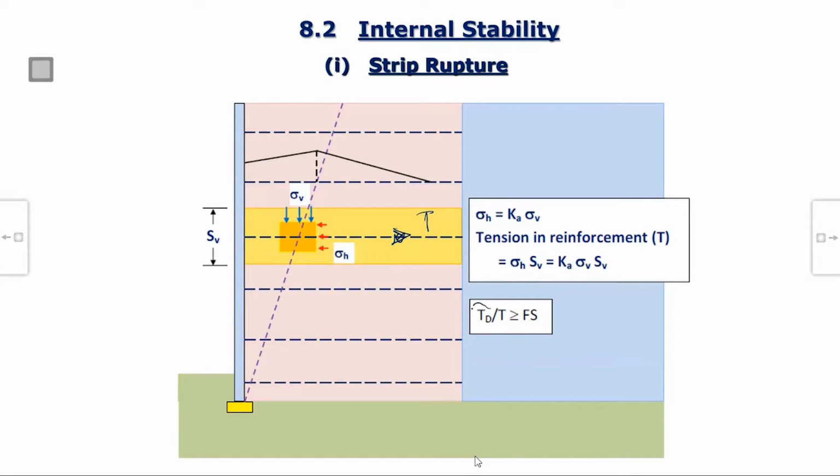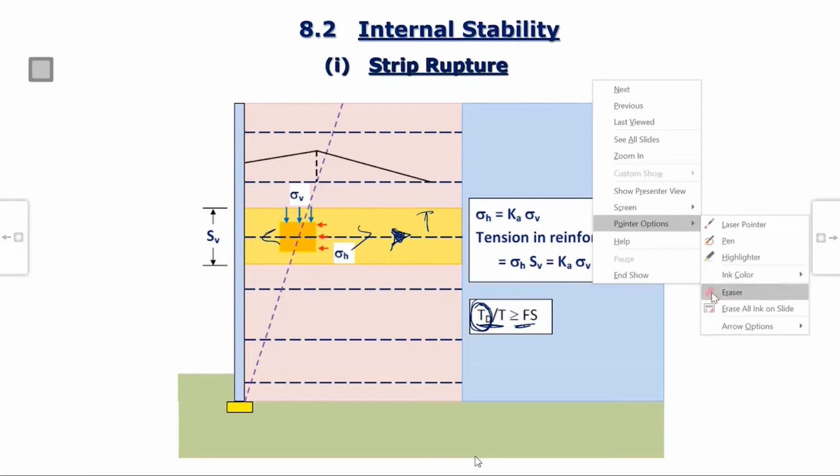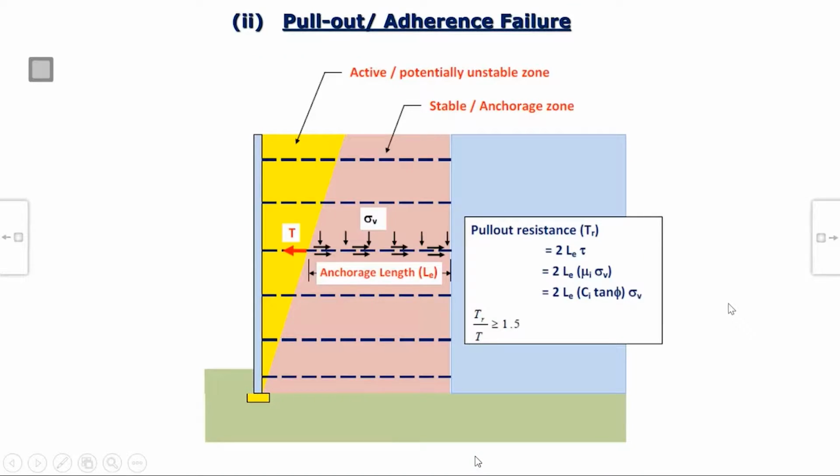And whatever is the design tensile strength of this reinforcement, that is its strength. So TD by T will be the factor of safety, so that this steel should not rupture. That is the first check in internal stability check. And the second check is what is known as pull out or adherence failure.